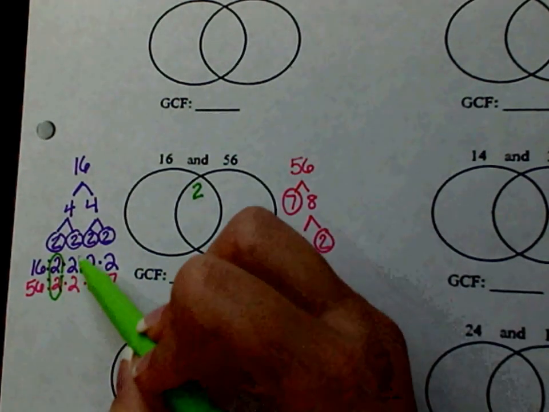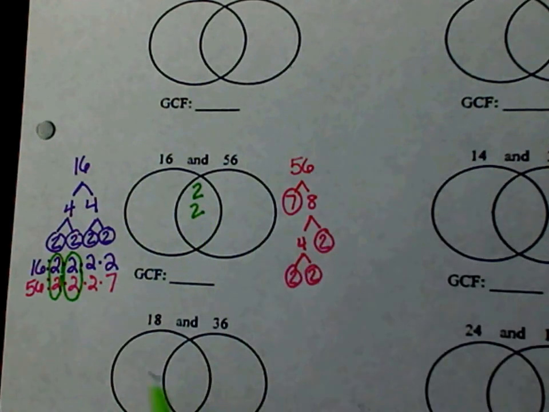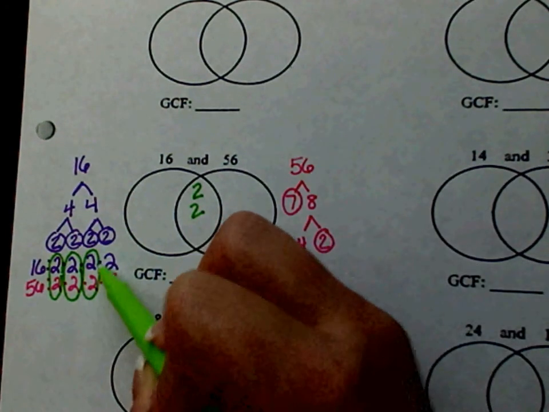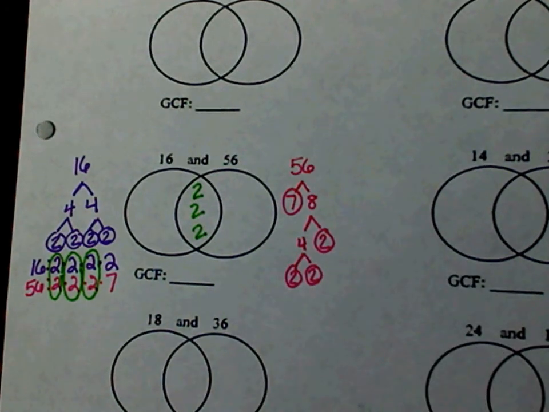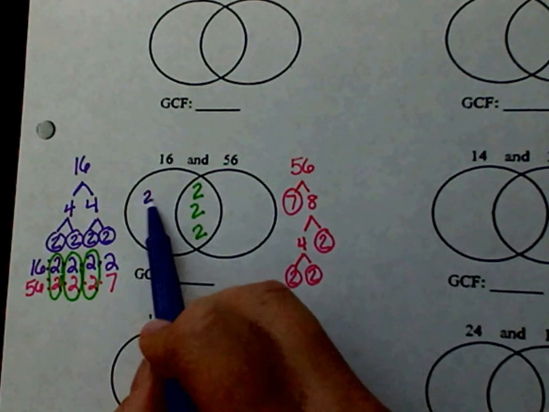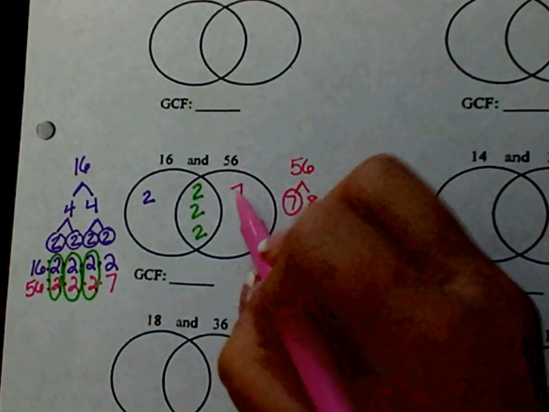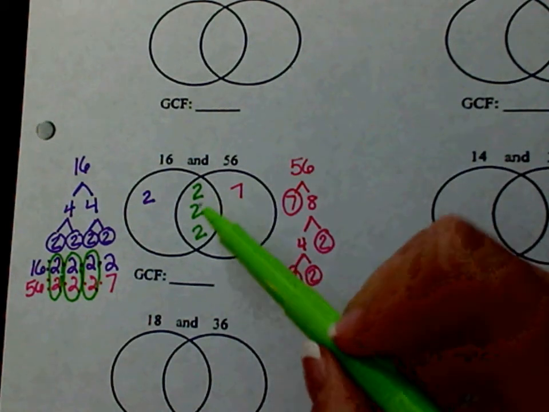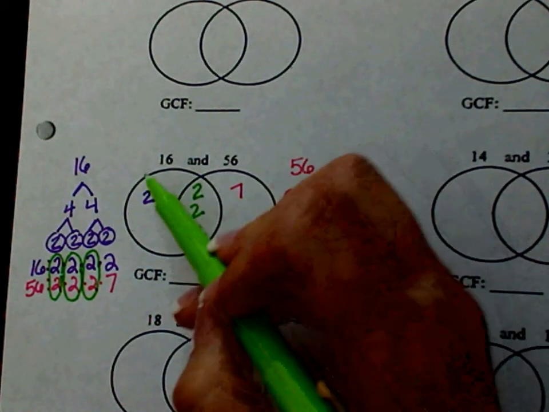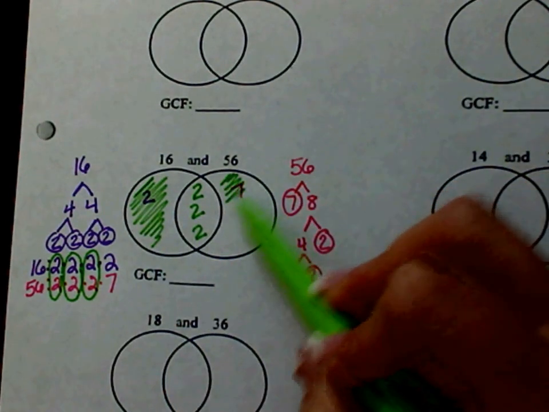I see another pair of 2's, so here's another pair of 2's. I see another pair of 2's, I'm going to put another pair of 2's. So for 16 I have a 2 left over that has no partner, and for 56 I have a 7 left over that has no partner. But for greatest common factor, I'm just going to look in the middle. I'm not going to worry about what's left over in either side.